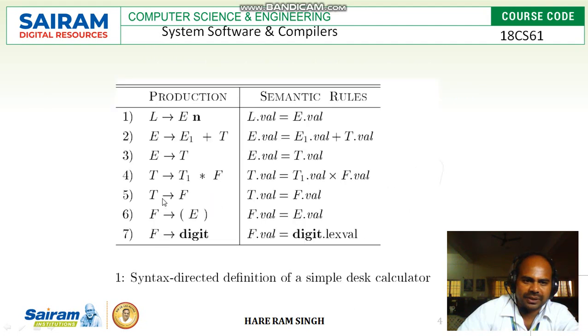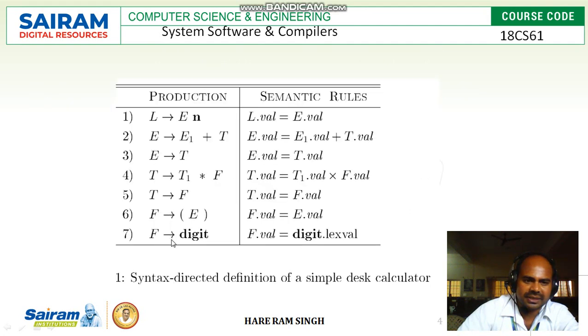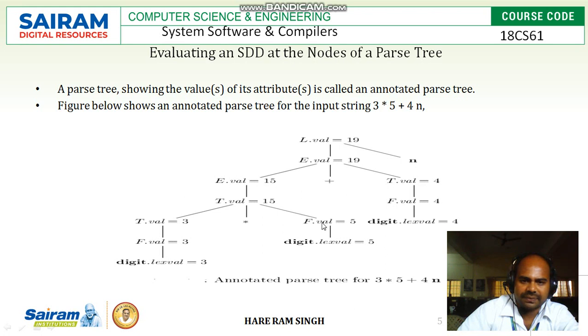T star F, T generates F, then F generates digit. Here F generates digit, because according to this input string we have to draw the annotated parse tree along with values. Then this T, if you come, this 4n. So T.val equal to 4, and this is n. n is a terminal. Then T generates F, and F generates digit.